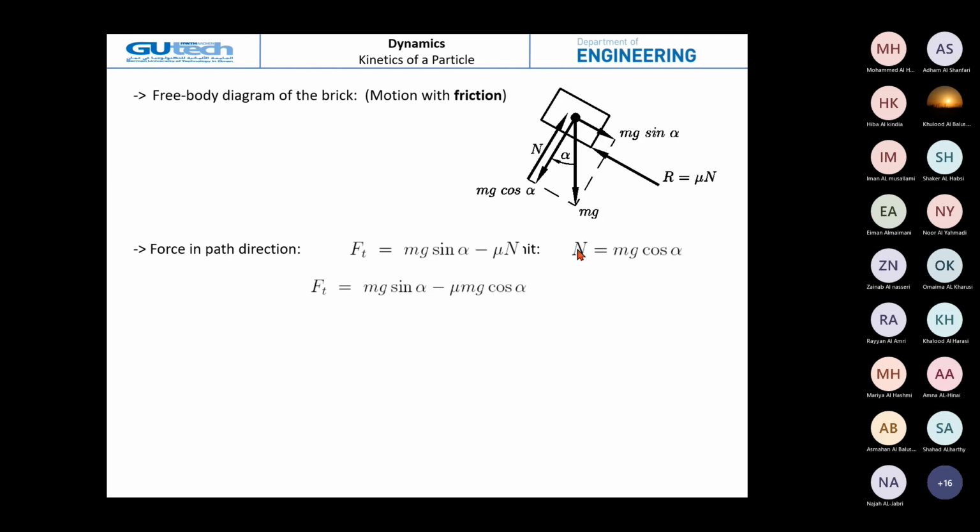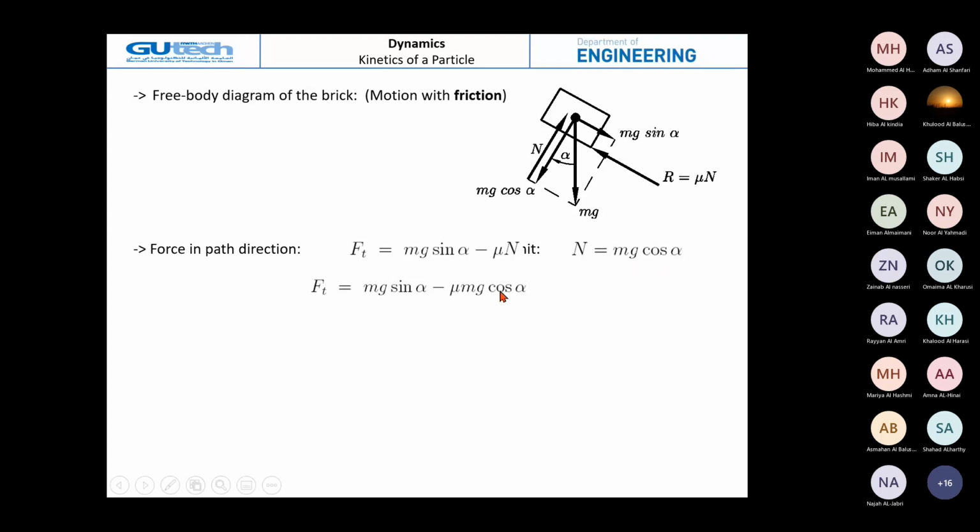And if we make the equilibrium now along this direction, the sum of the forces, in our case, as there is no motion in this direction, the particle is always in contact with the ground, then the equilibrium is equal to zero. That means N will be equal to mg cosine alpha. Then we can replace N in the expression of the tangential force by mg cosine alpha.